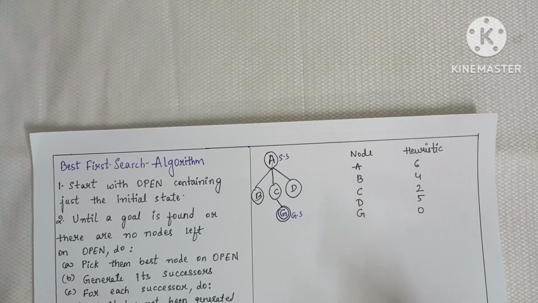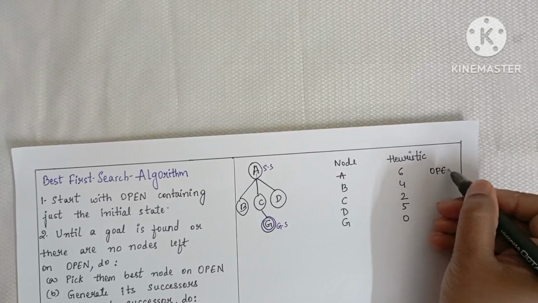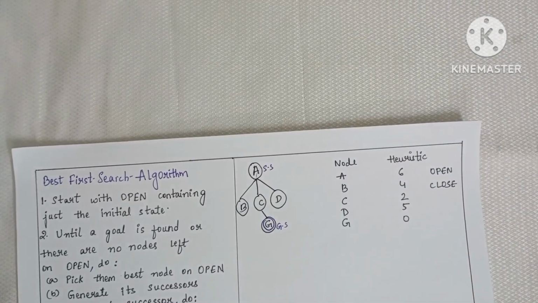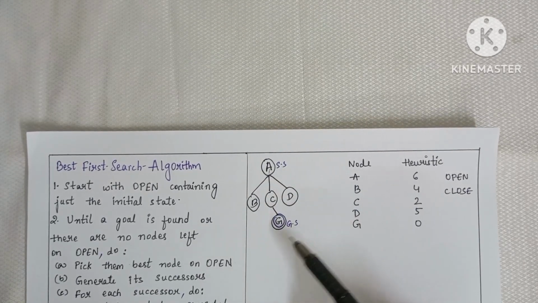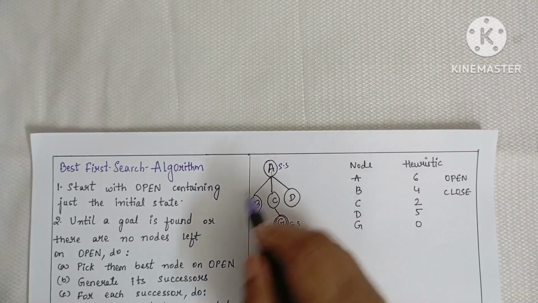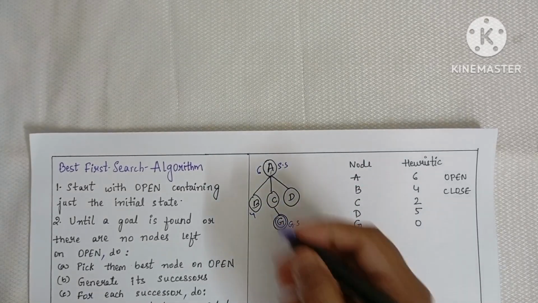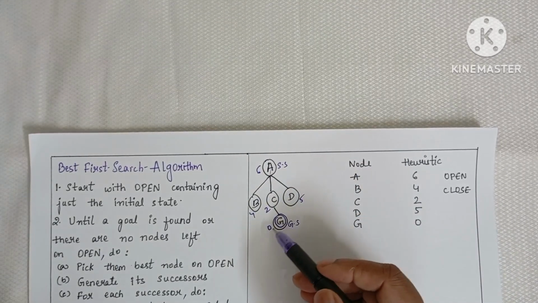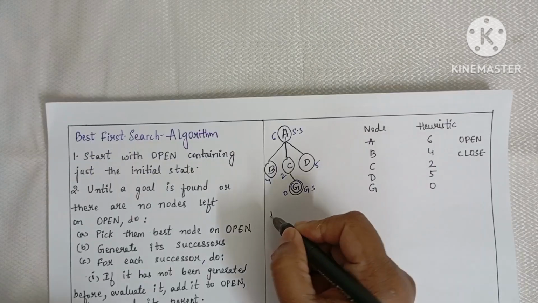In best first search, there are two lists. One is open list and another one is a closed list. So we shall start our search from the start state to the goal state. So we will see which path takes us to the goal state. So here let us write the heuristic values A 6, B 4, C 2, D 5 and of course G is 0 because this is the goal state. From goal state to the goal state the distance will be 0.